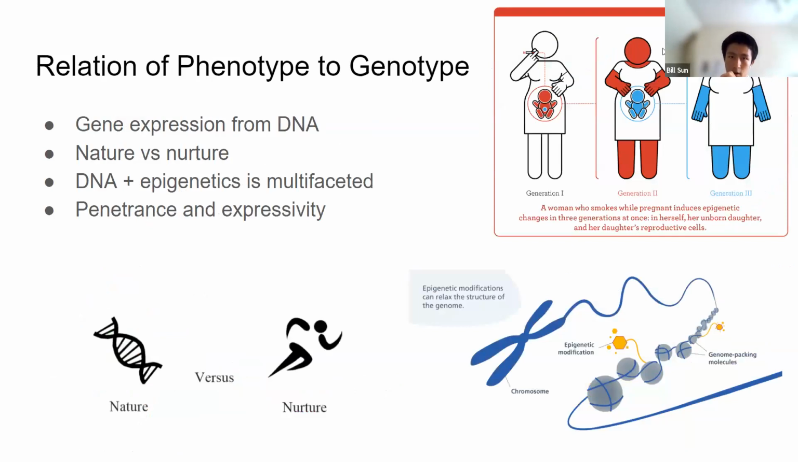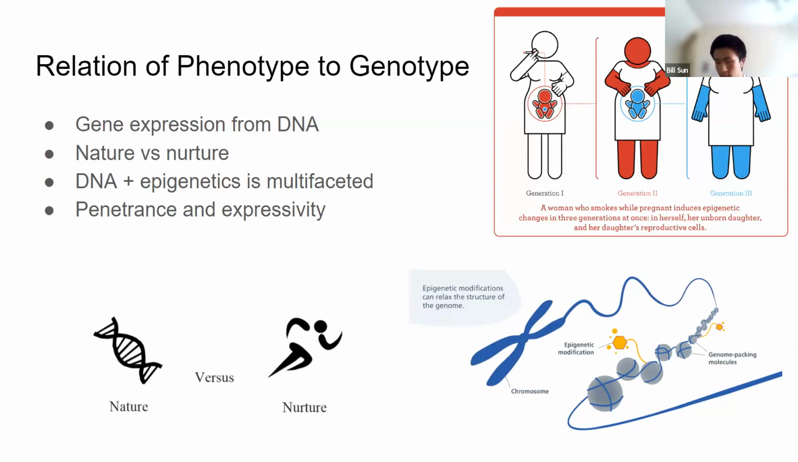Okay, now I'm going to talk a bit about the relation of phenotype to genotype. So essentially, phenotype, which I went over in the last lesson a little bit, is the outward appearance of a particular organism, or you can think of it as a particular trait of an organism. For example, blue eyes is a phenotype. A phenotype can also refer to the entirety of the organism's traits. So here I'm using it to refer to the entirety of the organism.